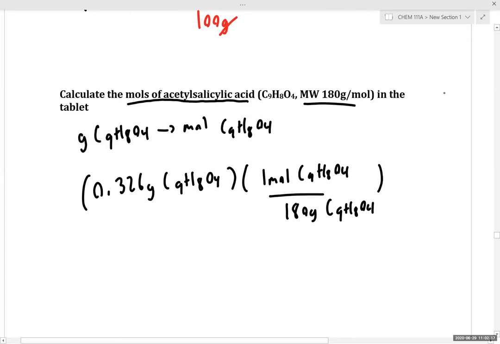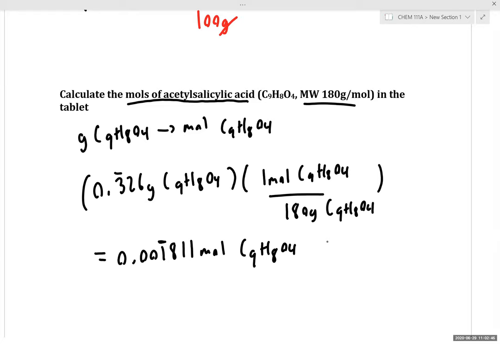And if we punch it into our calculator, that gives us 0.001811 moles. Now, of course, we aren't retaining all of these sig figs. We can only carry through one sig fig based on our input, but we're going to carry through all of our digits into future calculations.